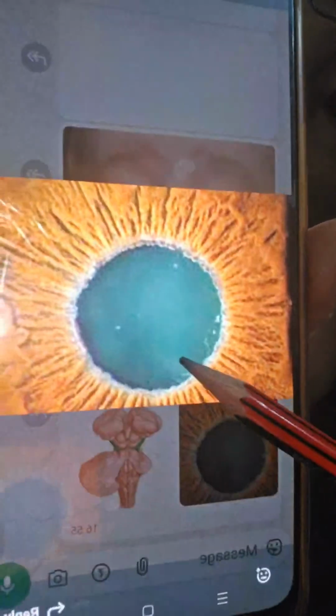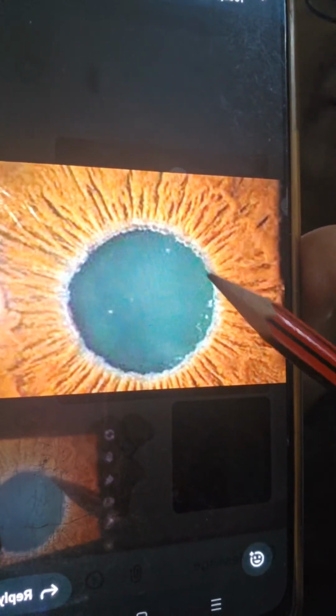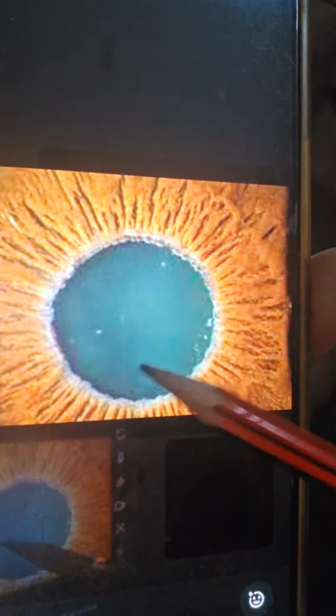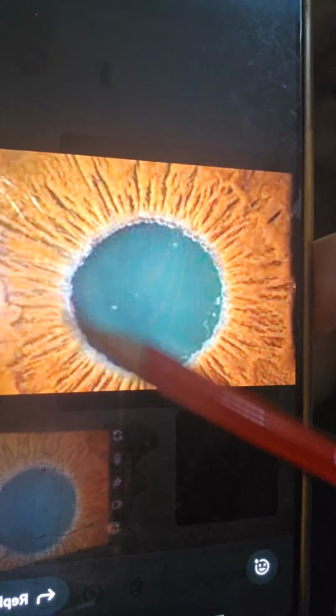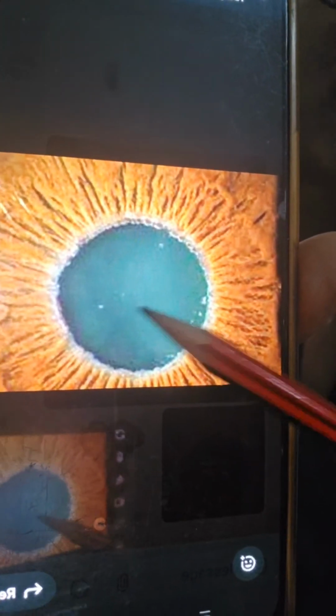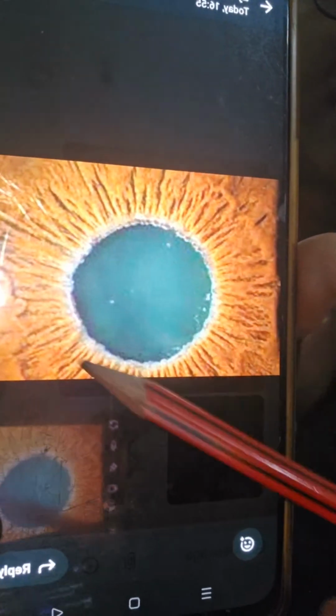So if you have these kinds of dandruff-like deposits on the pupillary margin, on the pupillary ruff, and one or two you can still see on the anterior capsule. You can't really see the target sign on the anterior capsule here because the pupil is not dilated. Pupil is just normal size.